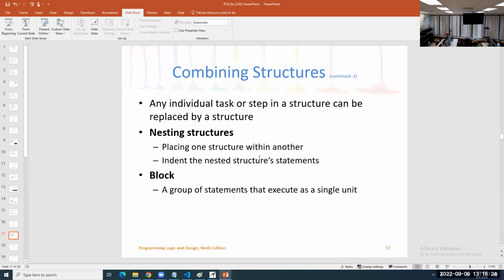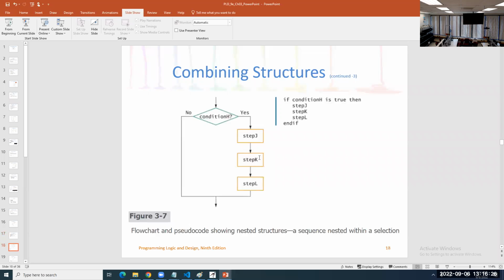Now think about this one here. Now you put the sequence structure here, right? Steps J, K, and L here, they are a sequence structure. So you put the whole block of the sequence structure into the selection structure here. Right? So that's why they call it nested. Nested means you put the whole block of one structure into another one here.